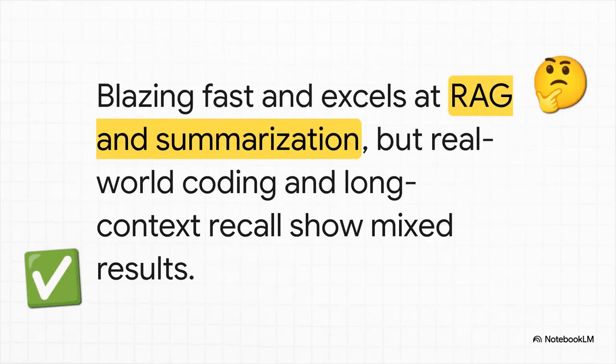So what's the final verdict from the community? It's pretty clear. The model is blazing fast. It's fantastic for things like RAG and summarizing documents. But when you get to more complex stuff like coding, or you try to really stress test its long-term memory, the results are a bit of a mixed bag.